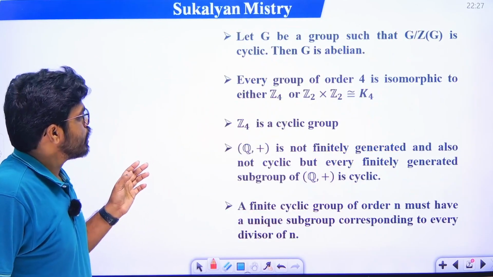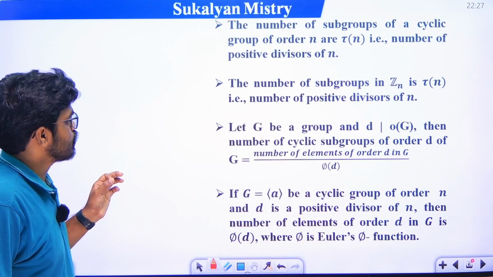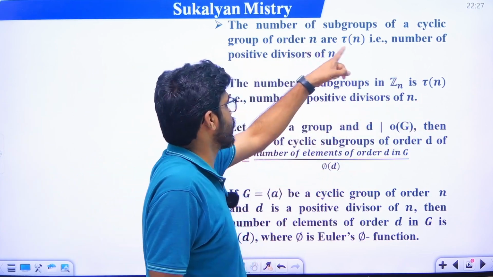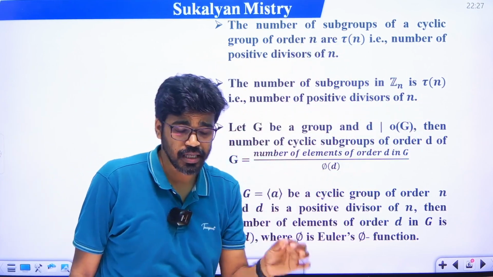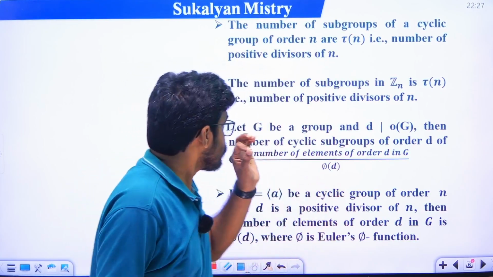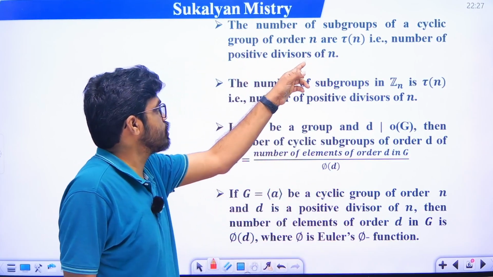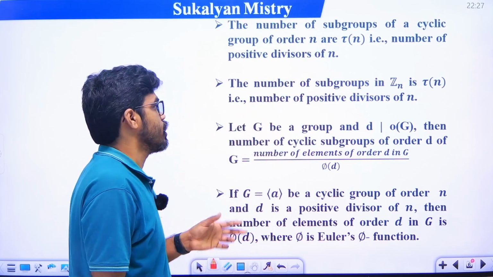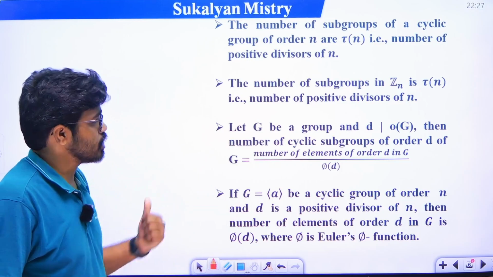We already know. Just see this result. The number of subgroups of a cyclic group of order n is tau n. What is tau n? That is the number of positive divisors of n. How do we calculate the tau function? I have already discussed this, right?